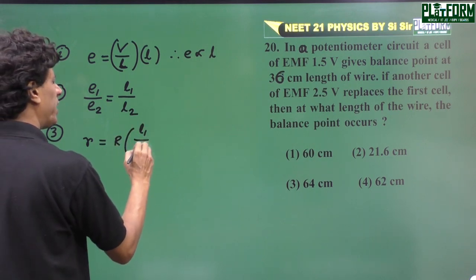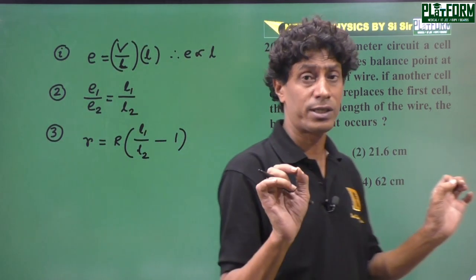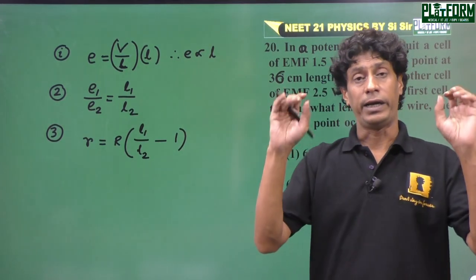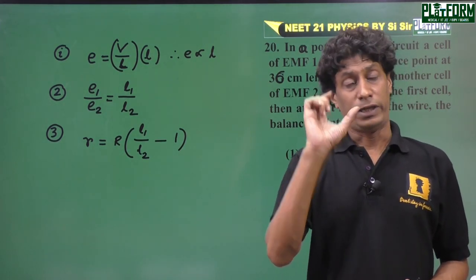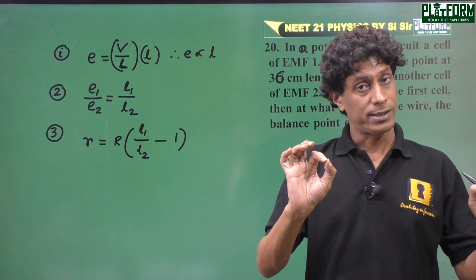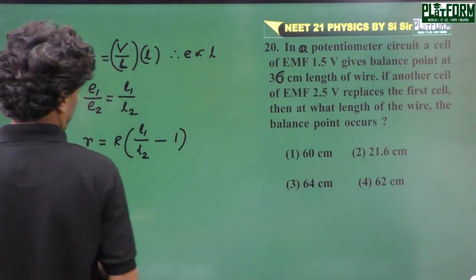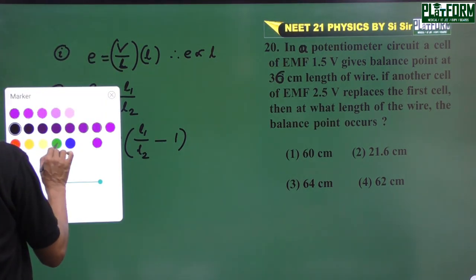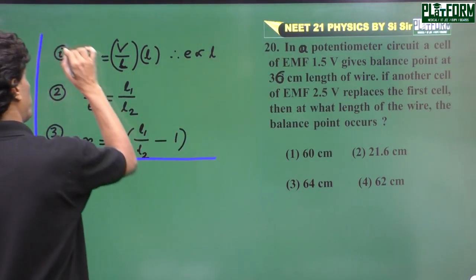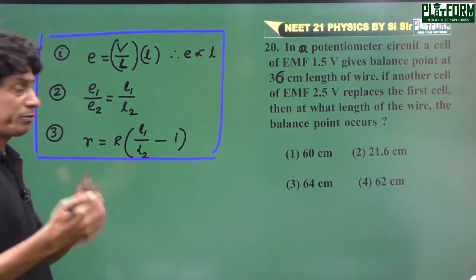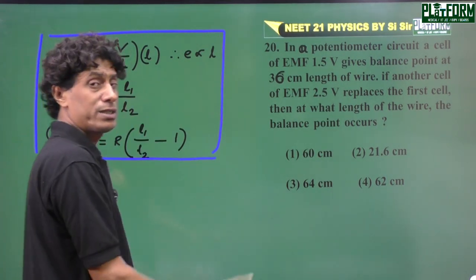It is L1 by L2 minus 1. L1 is the length of null point without external resistance across the cell, and L2 is the length of balance point when an external resistance is connected across the cell. L2 is the null point. Okay, so basically we can find the EMF of the cell, we can compare the EMF of cells, or we can find out the internal resistance of the cell. So this is a very simple question.